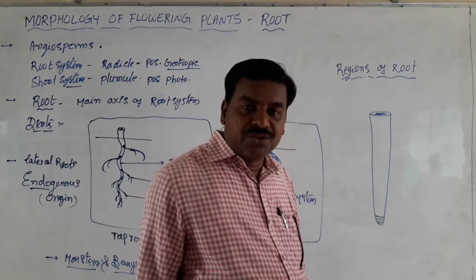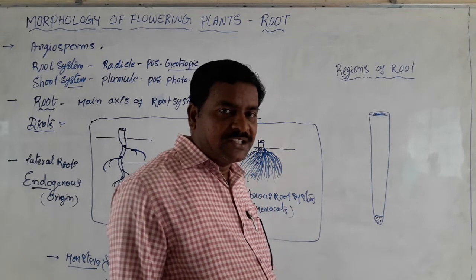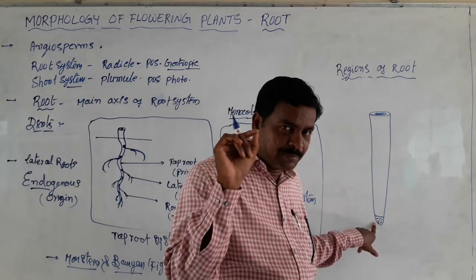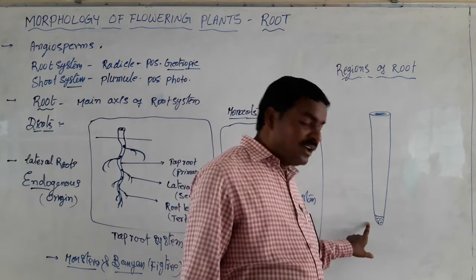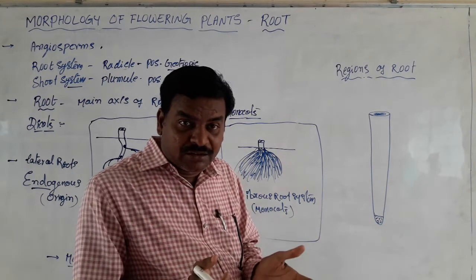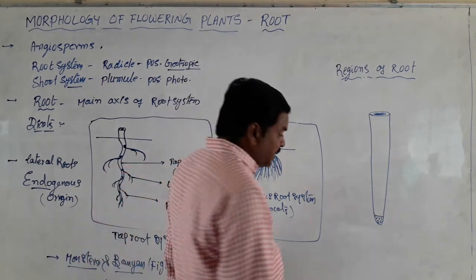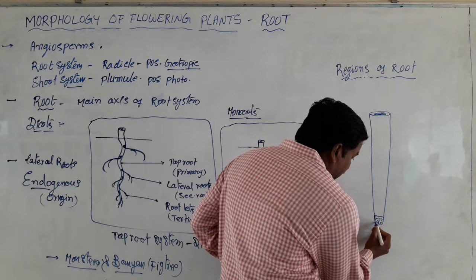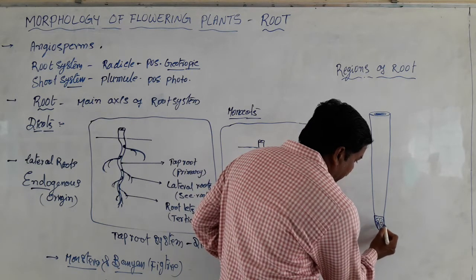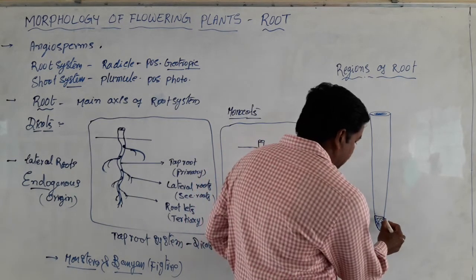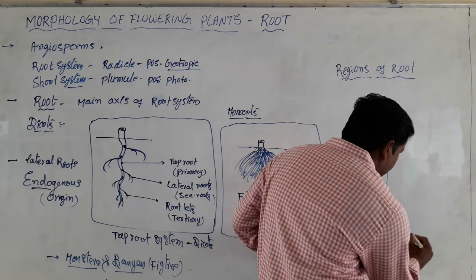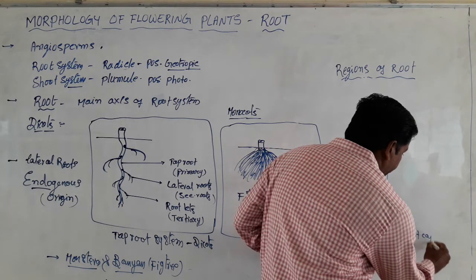Every primary root has an actively growing tip. It is protected and surrounded by a thimble-like protecting sheath. Such a thimble-like protecting sheath is considered the root cap. This is the root cap.